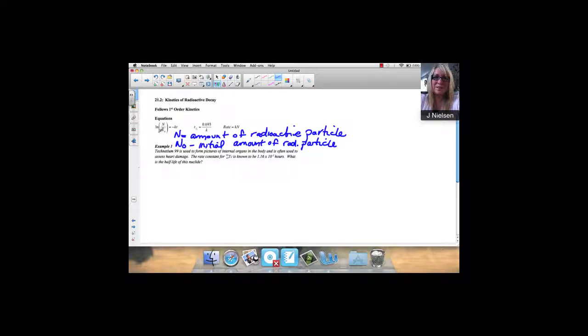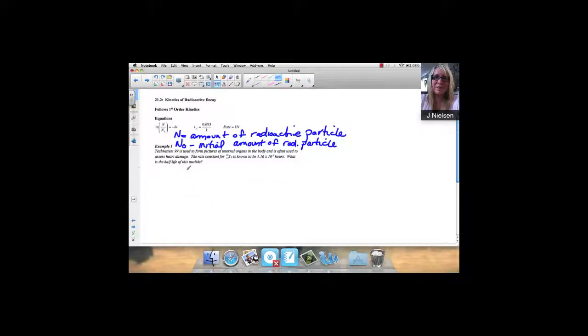Okay, so we can use the ln of N over N initial equals negative kt, where k is your rate law constant, t is your time. Or we can use t 1/2, your half-life, which is the amount of time for 1/2 of the sample to decay, is equal to 0.693 over k. Or rate equals the rate law constant, if we want to figure out rate, times the amount of radioactive particle that you have left.